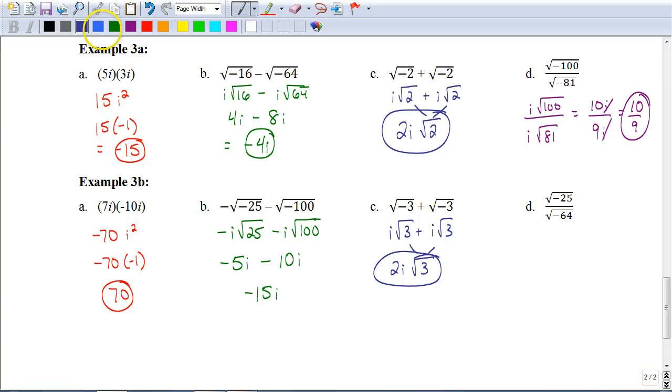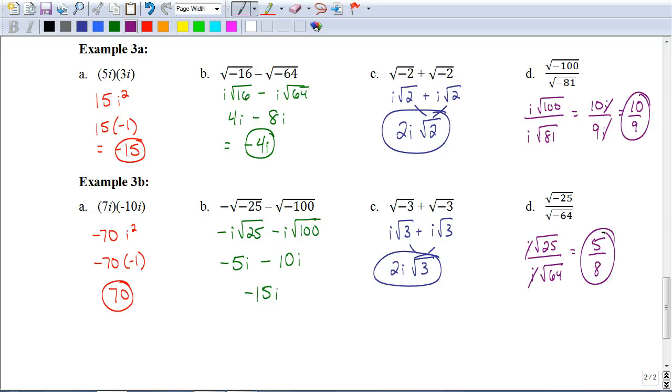The last one, again, take out an i to make these positive under the radical, so it's going to be i square root of 25 over i square root of 64. Well, the i's are going to cancel out in the long run, so we can cancel those out now if you'd like. The square root of 25 is 5, the square root of 64 is 8, so we get 5/8 as your answer.